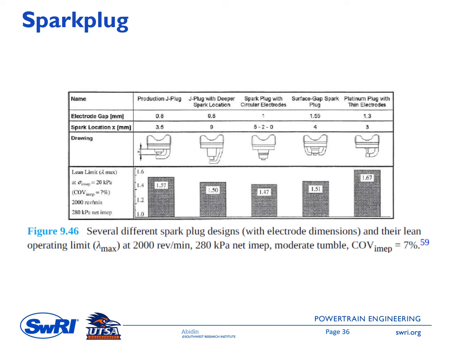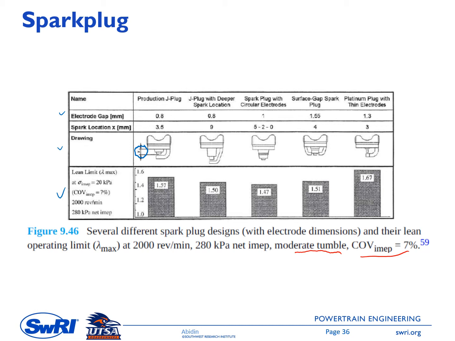This figure is showing several different spark plug designs and their lean operating limits at 2000 RPM and 280 kilopascal net IMEP, with a moderate tumble and a COV of IMEP of 7%. The parameter that we will compare is the electrode gap, which is the distance between the J electrode and the central electrode. And then the spark location X, which is the distance between the spark plug body and the central electrode tip. Next is the drawing for each design of the spark plug. And the last row here is the lean limit. Let's take a look one by one.